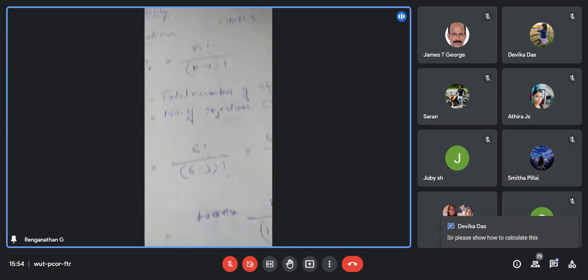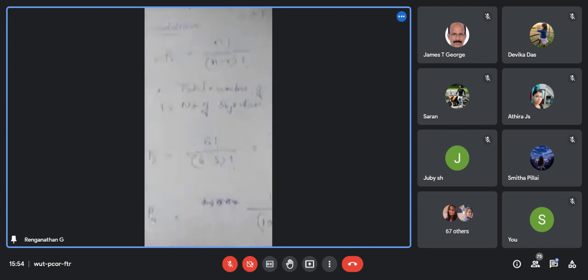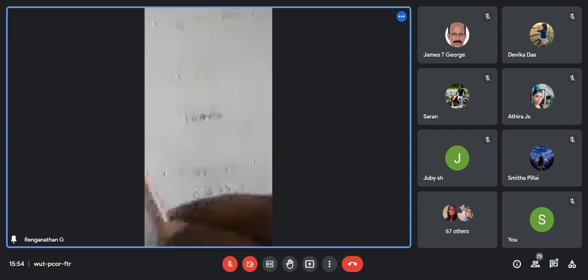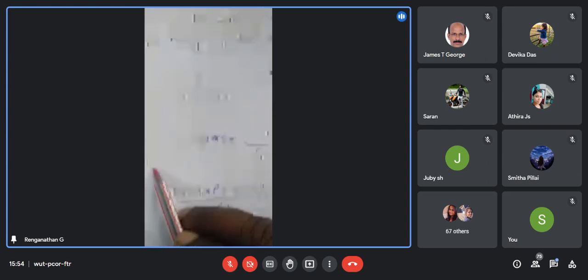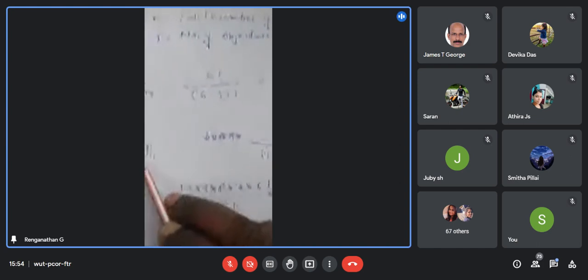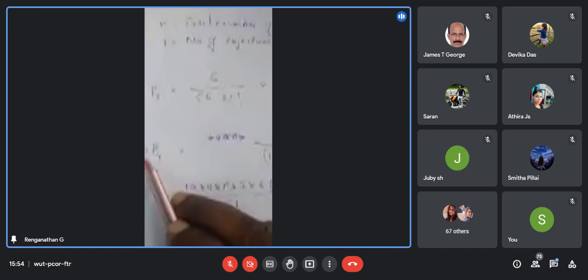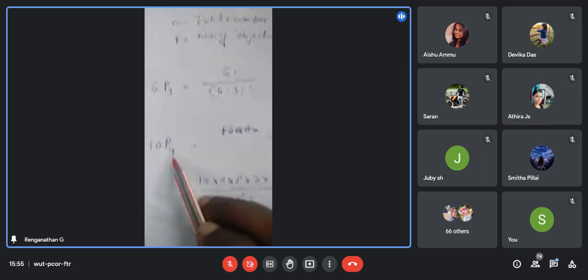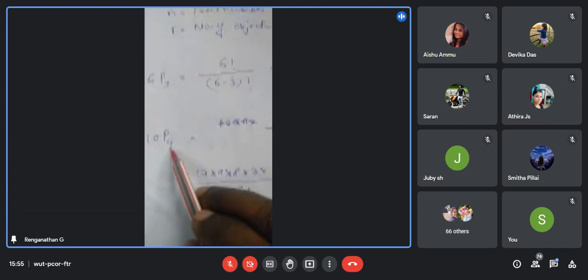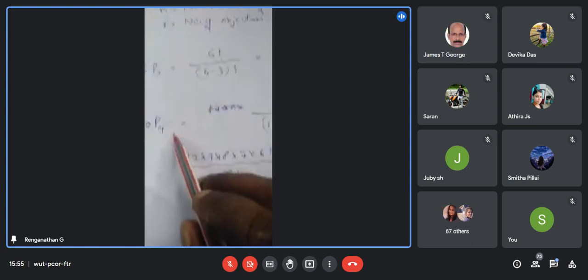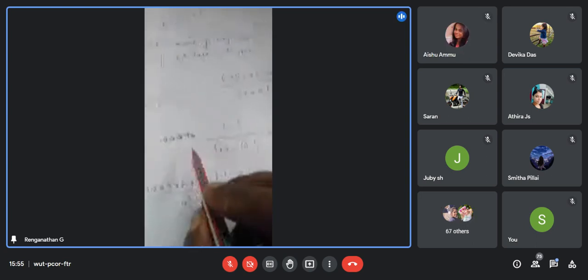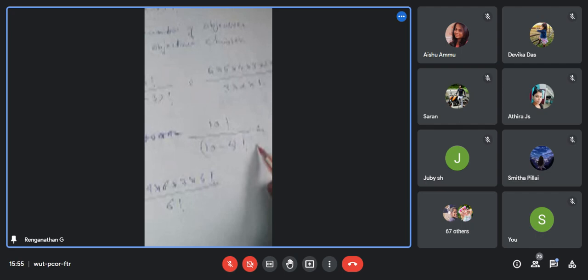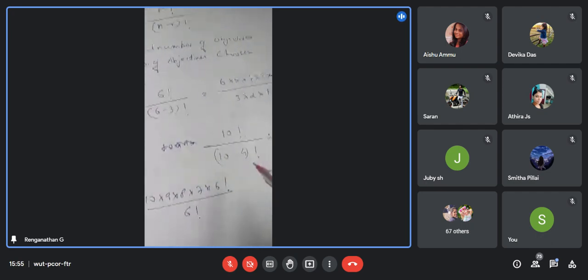Devika Das asked to show how this is calculated. Listen, Devika Das. I think you understood up to this. 10P4: the total number of seats available is 10, so in the place of n, we write 10. Then permutation P, and we are selecting 4, so 4 is replaced by r. So 10P4 means 10 factorial divided by (10 minus 4) factorial. That is the formula, because I already explained that it is n factorial divided by (n minus r) factorial.